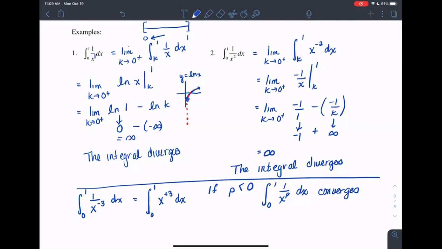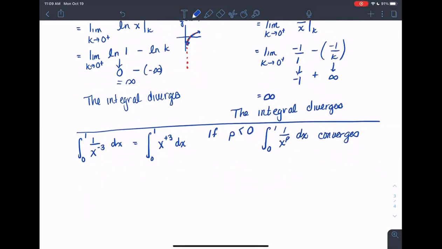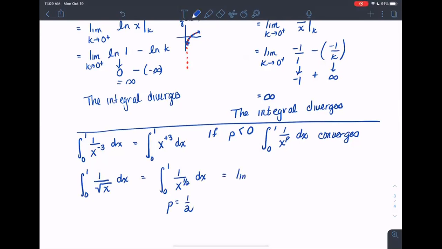So for example, let's try this one. Let's try integral from 0 to 1, 1 over the square root of x. That would be integral of 1 over x to the 1/2 power. So this would be the case where p equals 1/2. And if we try this, remember it's still a limit. We're letting that lower value head toward 0.